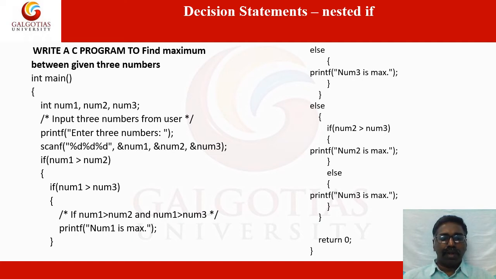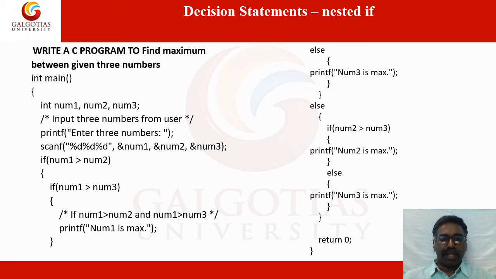Now first of all, using an if statement, I am going to verify whether num1 is greater than num2. If num1 is greater than num2, I am going to the true part of this if statement. Here I am having another if statement. What is meant by nested if? One if else block that is the target of another if else block is called a nested if.